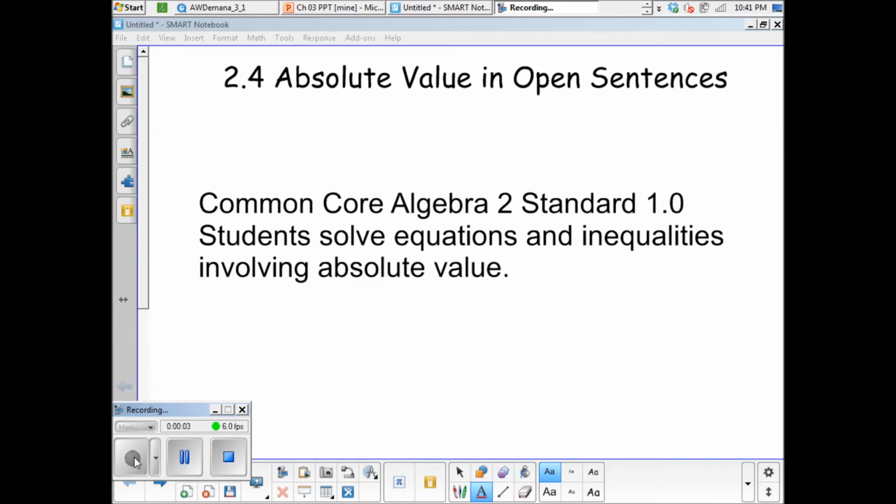Okay, welcome to 2.4, Absolute Value in Open Sentences. The Common Core State Standard is Algebra 2 Standard 1.0. Students solve equations and inequalities involving absolute value. Please take a moment and copy this. You can pause it if you need to.